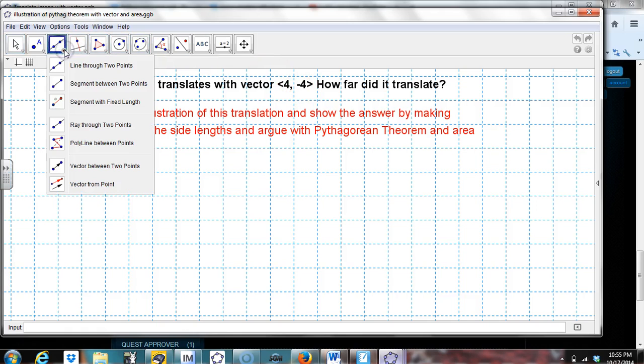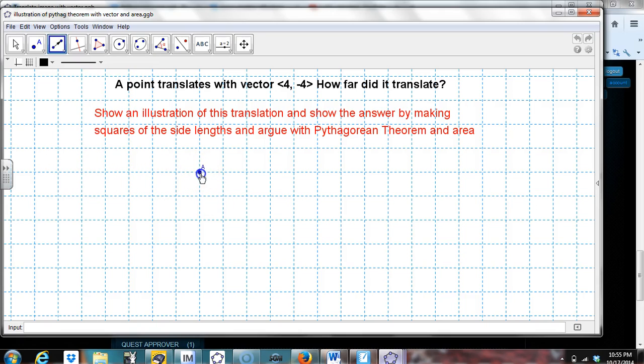Okay, so let's draw the vector. Grab the vector tool, put a point somewhere. Okay, this point's going to go 4 units to the right, and then down 4. So there's our vector. So how far did it translate? Okay, so I'm going to grab my segment tool, and it went 4 to the right, and it went down 4. There's our perpendicular angle relationship. So now we can use Pythagorean's theorem.